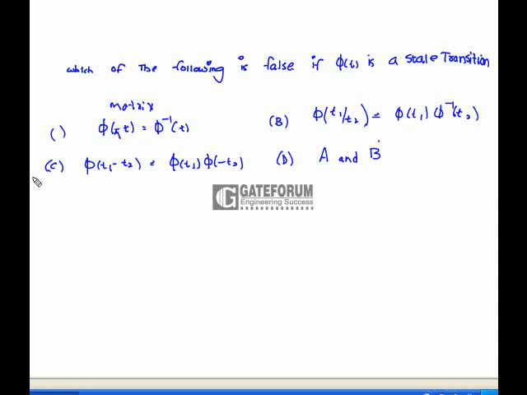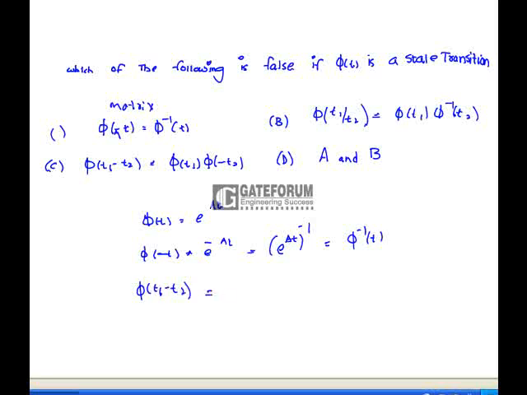Following is false if phi of t is the state transition matrix. Here phi of t is nothing but e power At, the state transition matrix. Phi of minus t is nothing but e power minus At, which is also equal to e power At whole inverse. Hence phi of minus t is nothing but phi inverse of t. This is a correct statement. So phi of t1 minus t2, which is nothing but e power A (t1 minus t2), is equal to phi of t1 phi of minus t2. This option C is also correct.